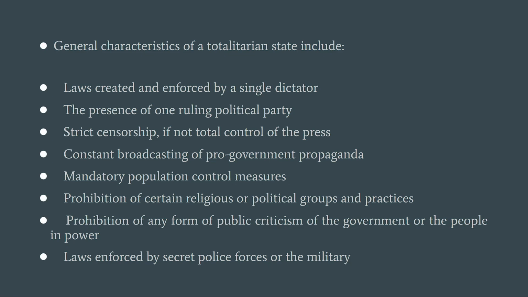Mandatory population control measures. So totalitarian states want to control the people and their every aspect. So population control is their another method. Prohibition of certain religious or political groups and practices. So they always fear religion and they always fear political dissent. So that is why they ban religious gatherings, they ban political gatherings, and they also control what the religious leader can say or what they cannot say.